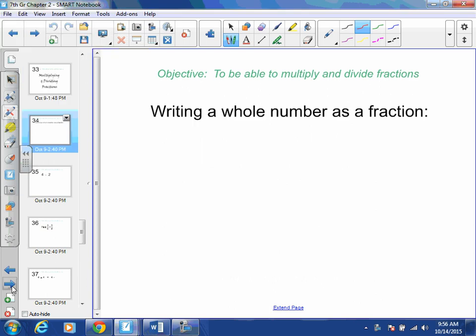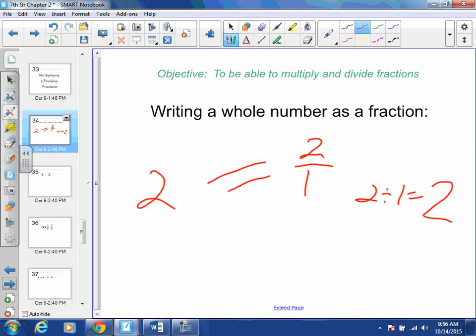So, writing a whole number as a fraction. If you see a number like 2, the whole number 2, please remember that I can also write that as 2 over 1, or 2 divided by 1, because 2 divided by 1 is 2. So writing 2 is the same as writing 2 over 1, which is the same as 2 divided by 1, which is the same as 2.